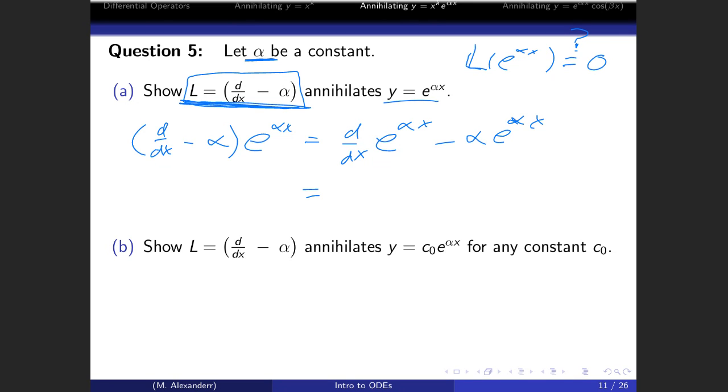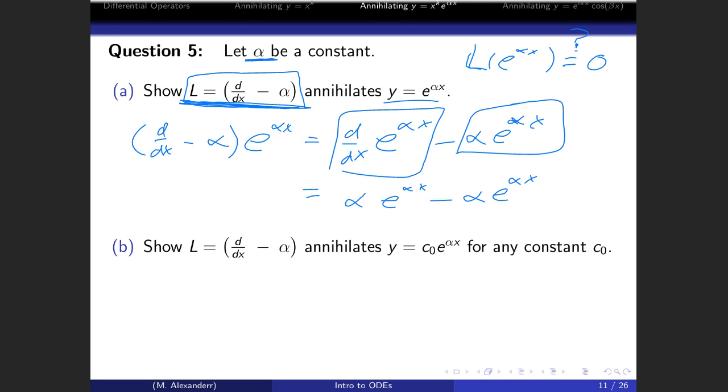So this is going to be the derivative of e to the alpha x minus alpha e to the alpha x. What do you know about the first derivative of e to the alpha x? That's going to be alpha e to the alpha x. Now I'm going to copy and paste this second term: alpha e to the alpha x. And what do you know? They are the same term, and so the entire thing is equal to 0. Now this is us showing that the operator in the blue box cancels out the e to the alpha x function.